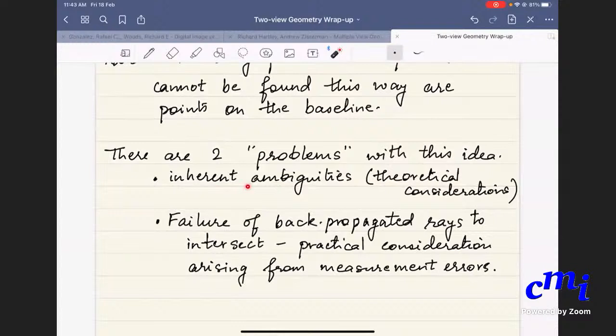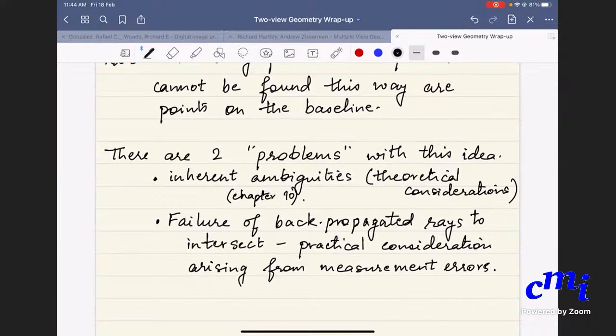Whatever I said about these inherent ambiguities, that is, being able to determine up to Euclidean transformation, or up to similarity transformation, or up to projective transformation, all this can be made mathematically precise. This is the content of chapter 10 of this book, where the authors talk about the inherent ambiguities and the various things that can be done to get over these, and about the failure of backpropagated rays to intersect.